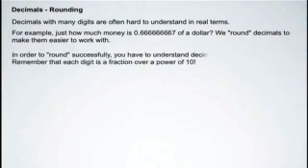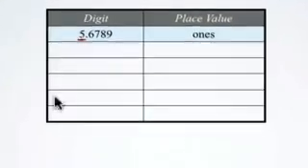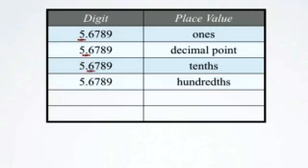In order to round successfully, you have to understand decimal place values. Remember that each digit is a fraction over a power of 10. So 5 is in the ones, then we have the decimal point, 6 is in the tenths, 7 is in the hundredths, 8 is in the thousandths, and 9 is in the 10,000ths.